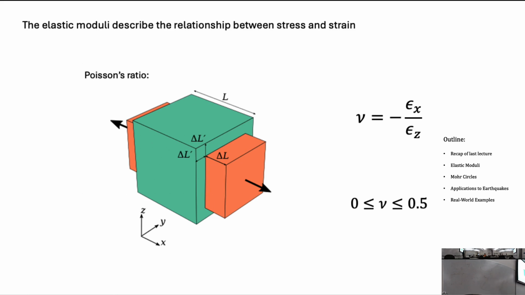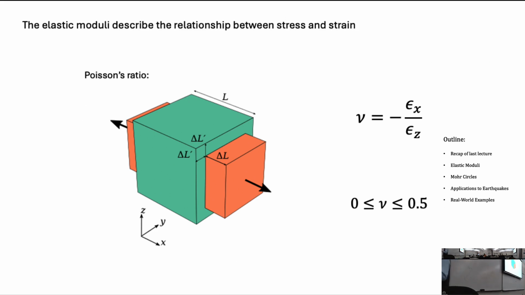In that case, it's a negative Poisson's ratio. It's kind of interesting. In the Earth, we never see that. In the Earth, we always see positive Poisson's ratio, and it's always between 0 and 0.5, 1/2. So 1/2 means that if you apply an X strain, you get the maximum possible Y strain.